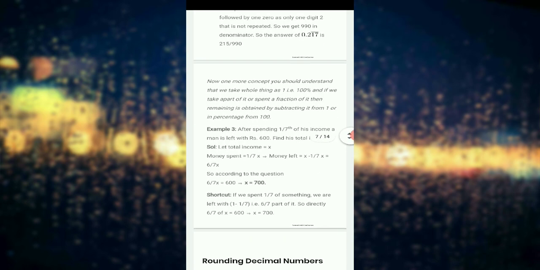Let us check with an example. After spending 1 upon 7th of his income, a man is left with rupees 600. Find his total income. Well, student, let us see this example. Let the total income be x.